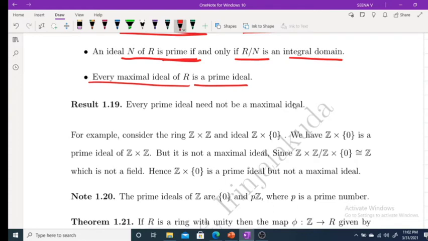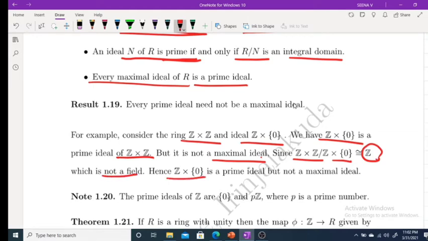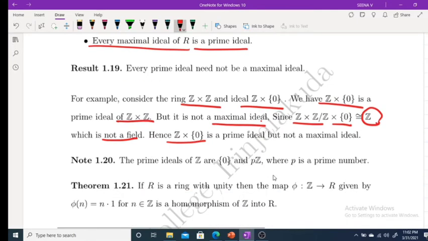For example, Z cross Z over Z cross {0}. We have already proved Z cross {0} is a prime ideal of Z cross Z, but it is not a maximal ideal, because Z cross Z over Z cross {0} is isomorphic to Z. If this were a maximal ideal, then Z must be a field, but here Z is not a field. Therefore Z cross {0} is not a maximal ideal, but it is a prime ideal. Similarly, prime ideals of Z are {0} and pZ. Here {0} is not a maximal ideal.